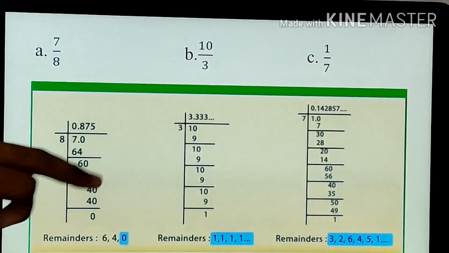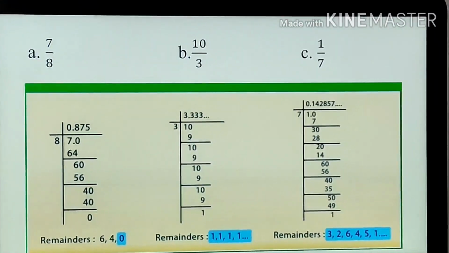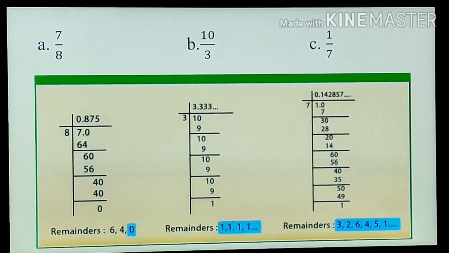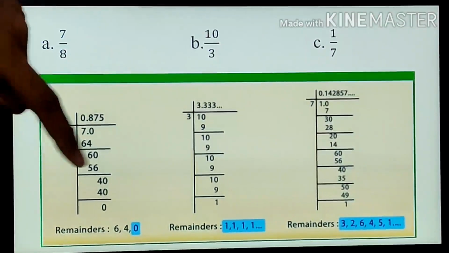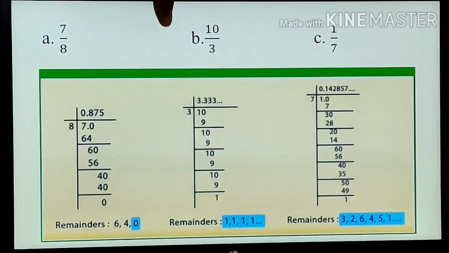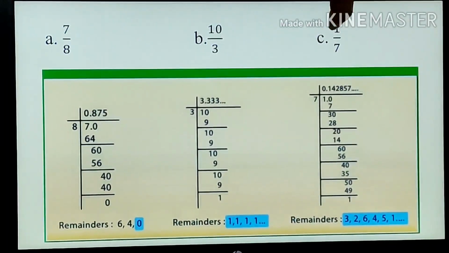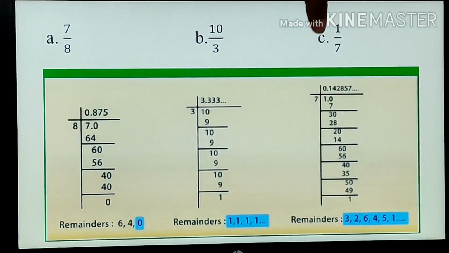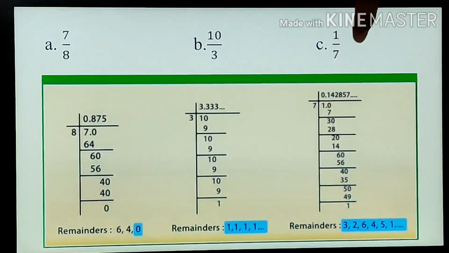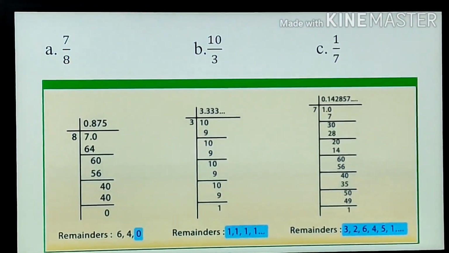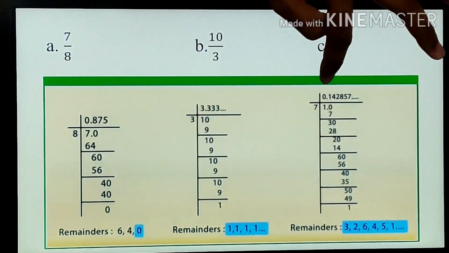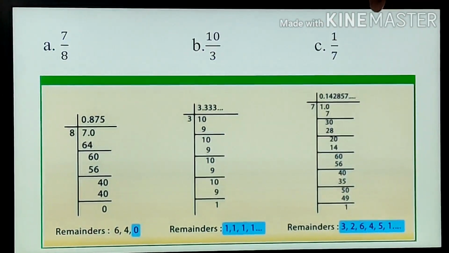Next, 10 by 3. When I divide 10 by 3, the answer will be 3.3333. The last digit 3 will keep on going. So it is a non-terminating repeating decimal expansion. Again, 1 by 7. When we divide 1 by 7, the answer will be 0.142857 and it will repeat.